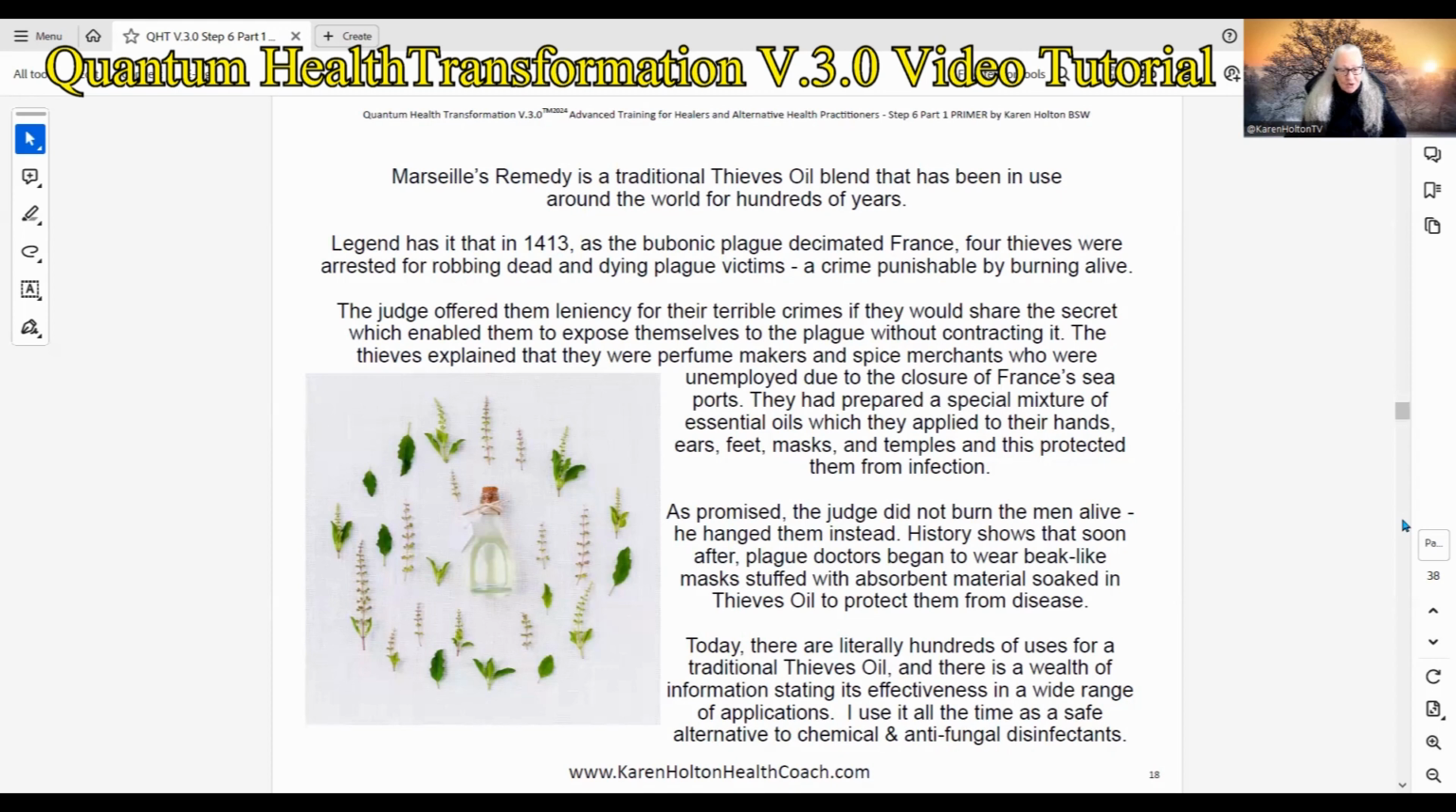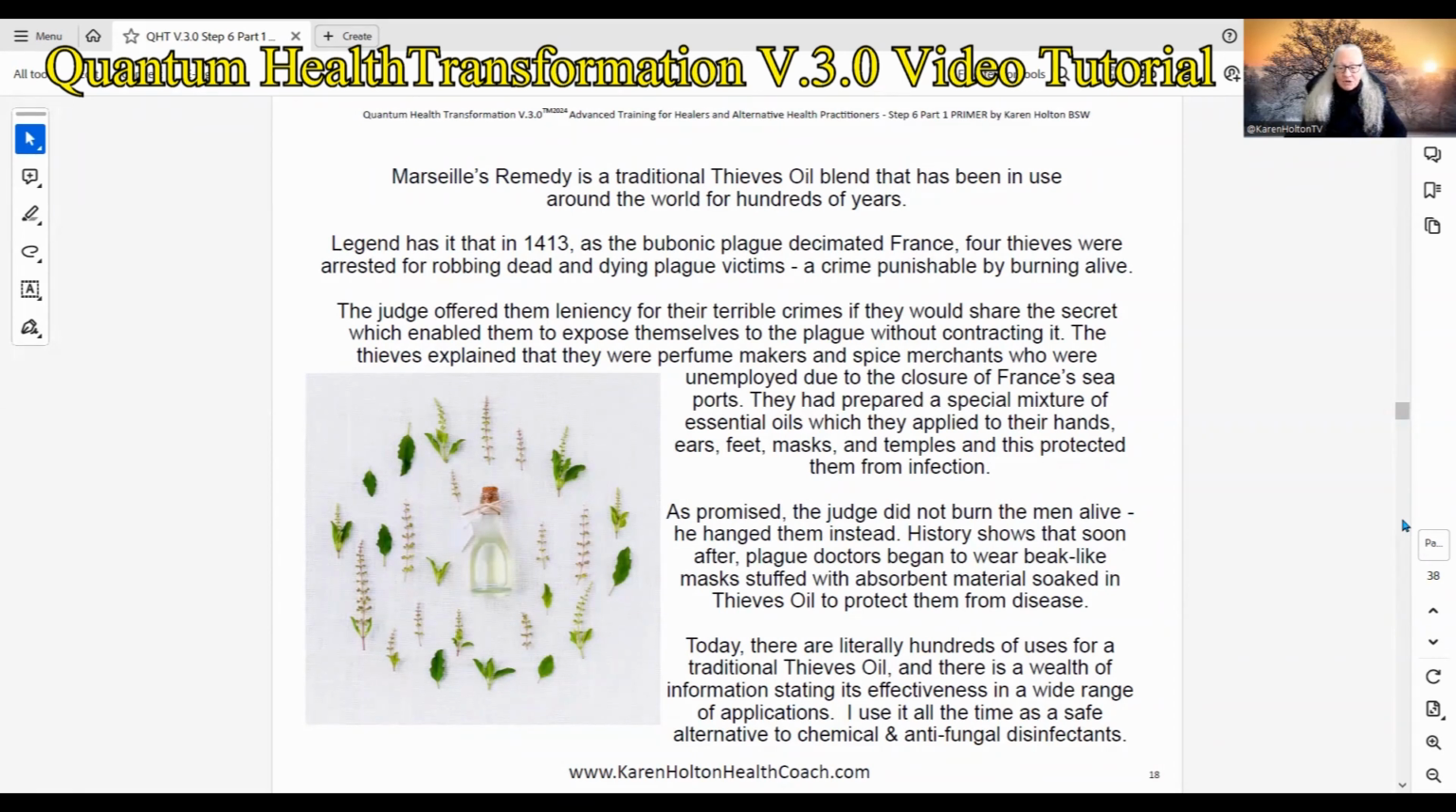History shows that soon after, plague doctors began to wear beak-like masks stuffed with absorbent materials soaked in thieves' oil to protect them from disease. This actually happened in history. So if it prevented the doctors from getting communicable diseases, viruses, the plague, just apply that to modern times and think about what a best friend thieves' oil might be for you in our modern society. I'm not going to say more because I don't want this video taken down.